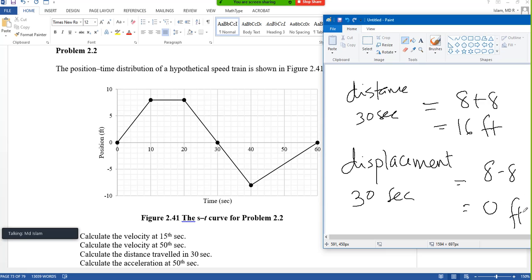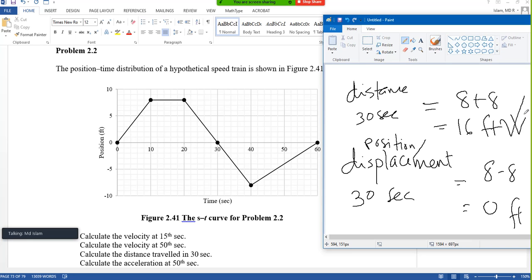In your FE exam, they may ask displacement. Displacement and position mean the same thing. Position is also a vector, displacement is a vector. Distance is not a vector, it is a scalar, total travel. So hopefully you understood. So our answer is 16.